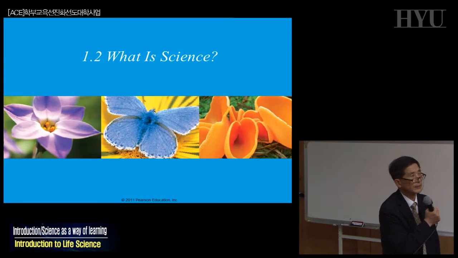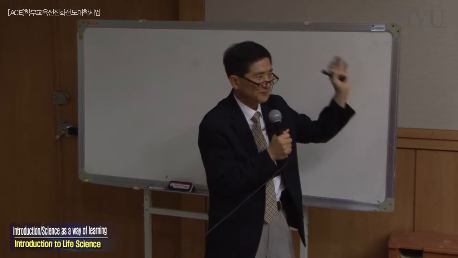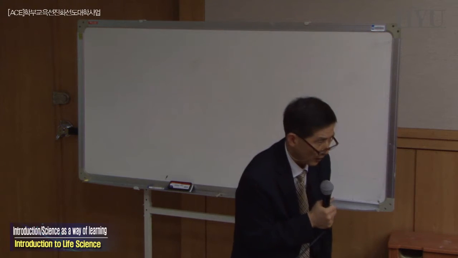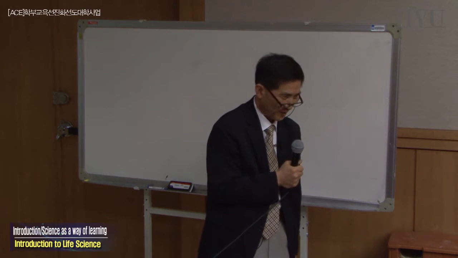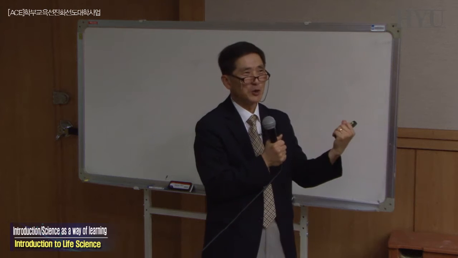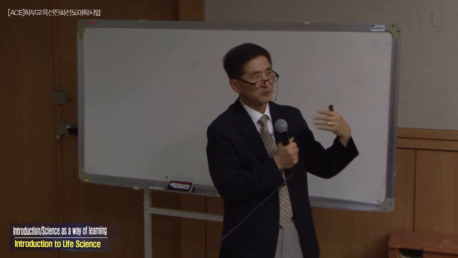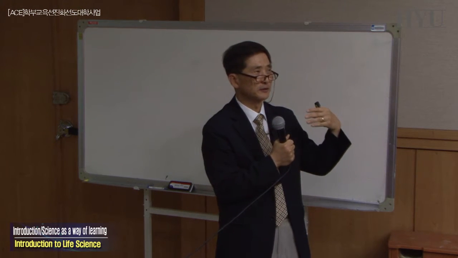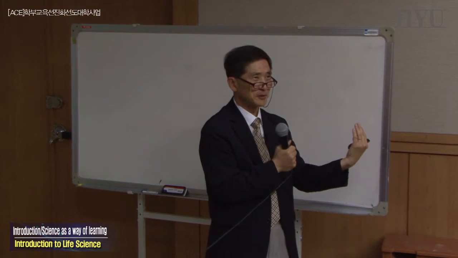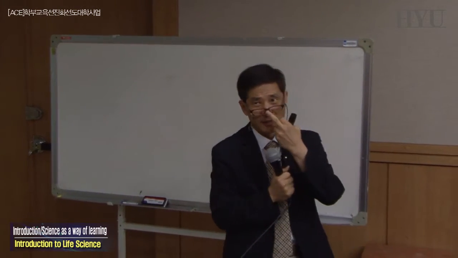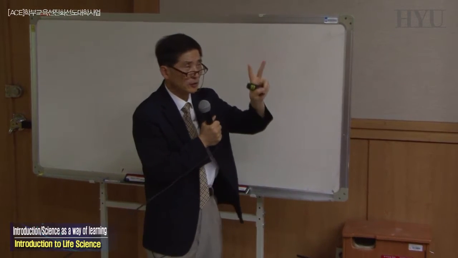So the question is, what is science? Anybody can define science? 과학이 뭐지? Good. 자연 현상을 설명하는 거라 했어요. Whatever explains the natural phenomenon. Okay, 80점, 80%. So this book defines science in two ways.